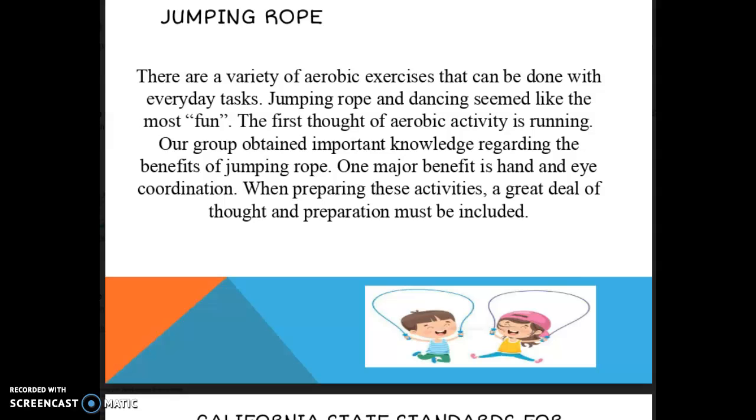There are a variety of aerobic exercises that can be done with everyday tasks. Jumping rope and dancing seem like the most fun. The first thought of aerobic activity is running. Our group obtained important knowledge regarding the benefits of jumping rope. One major benefit is hand and eye coordination. When preparing these activities, a great deal of thought and preparation must be included.